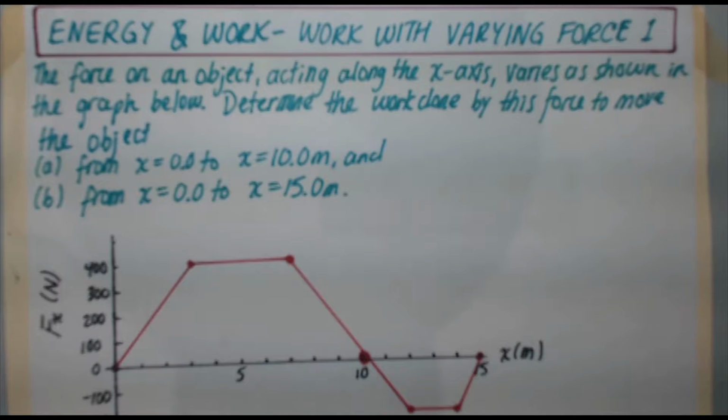Let's do a problem involving work with varying force. The force on an object acting along the x-axis varies as shown in the graph below. Determine the work done by this force to move the object A from x equals 0.0 to x equals 10.0 meters, and B from x equals 0.0 to x equals 15.0 meters.